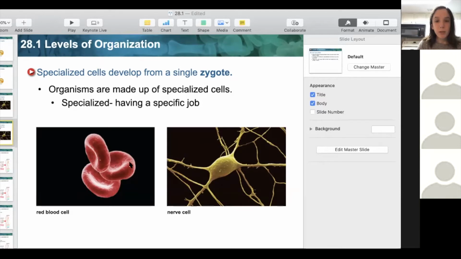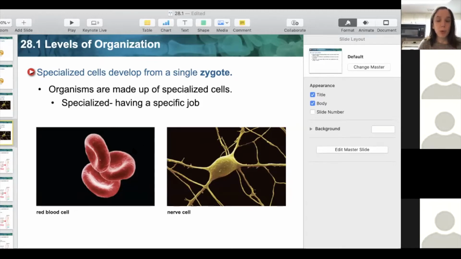And then red blood cells have a disc shape, and this allows them to have more surface area so they can pick up oxygen. They pick up oxygen and then move waste out of the body.